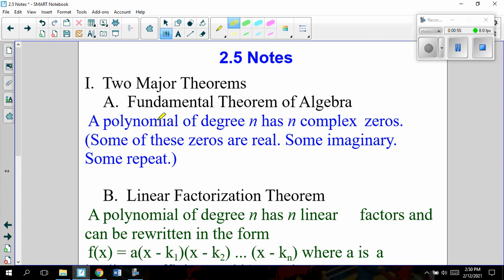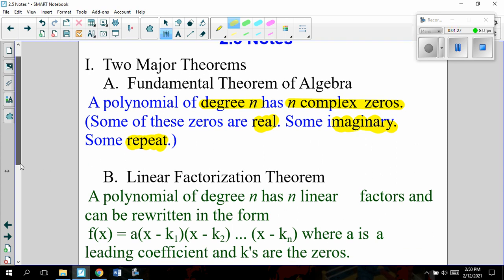Here's what it says: if you have a polynomial of degree n, it has to have n complex zeros. Some are going to be real, some are going to be imaginary, and like you saw with multiplicity, you might have some that are repeated along the way. So we're really going to be combining stuff from pre-calc A with the complex and imaginary numbers, and what we were just doing in 2.4, finding zeros of these higher powered degrees, like a cubic, a quartic, stuff like that.